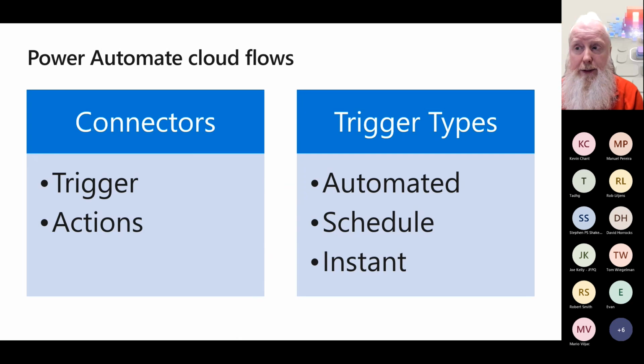We've also got two other types of trigger. First is scheduled, which is incredibly useful. It means, say, run every hour, or run every day, or run at 6 p.m. on a Friday. So run on a schedule, one of my favorites.